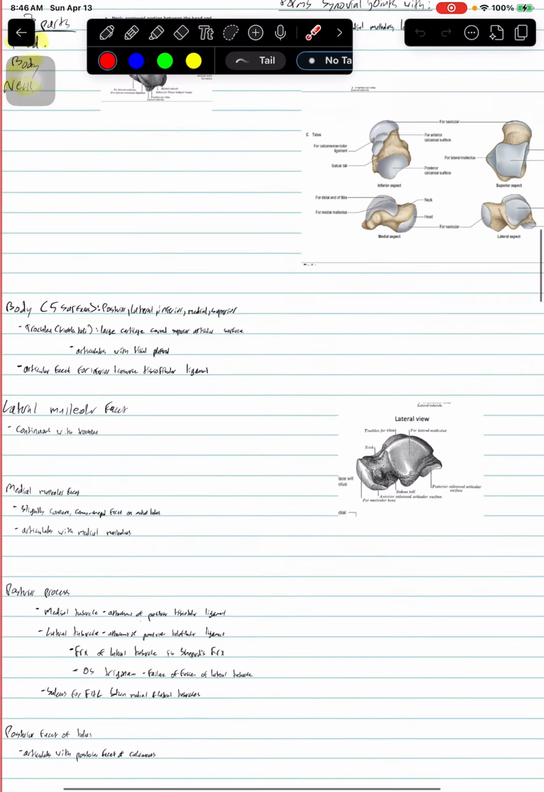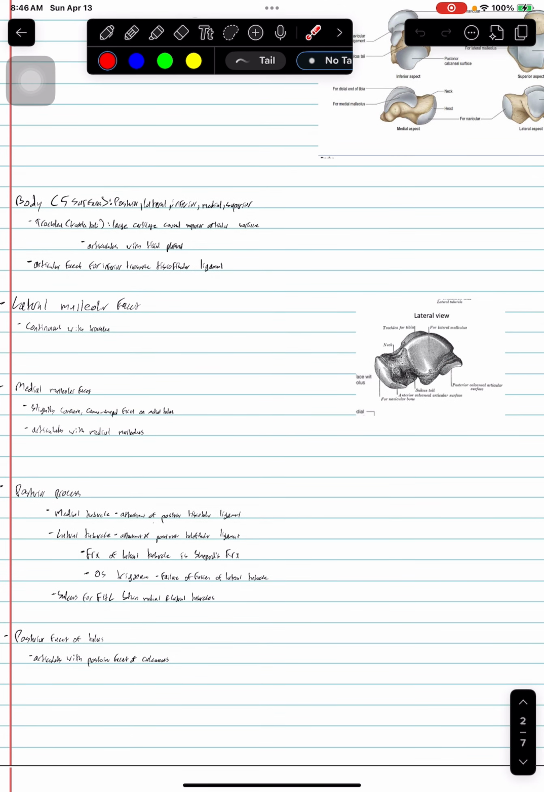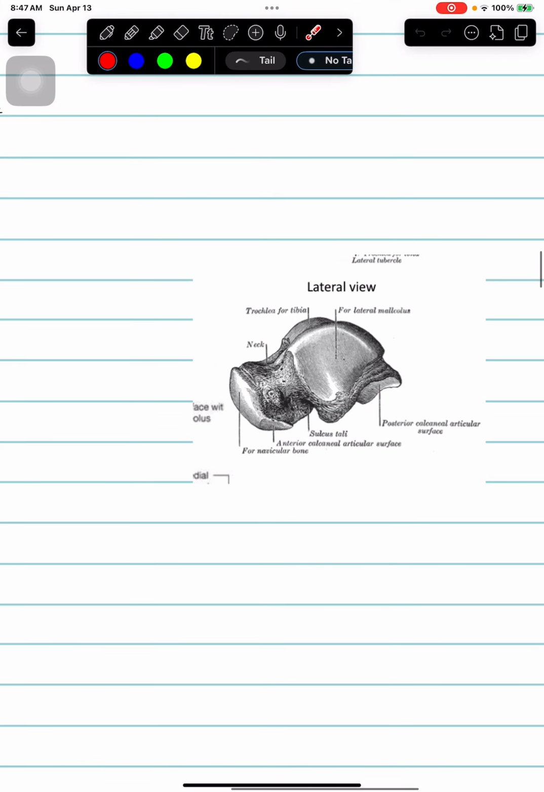The body has 5 surfaces. So you have your posterior surface of the talus. You have your lateral surface of the talus. You have your medial surface, which would be on, of course, the other side, because this is a lateral view we're looking at right now. You have your inferior surface and your anterior surface. So 5 surfaces: anterior, lateral, medial, inferior, posterior.